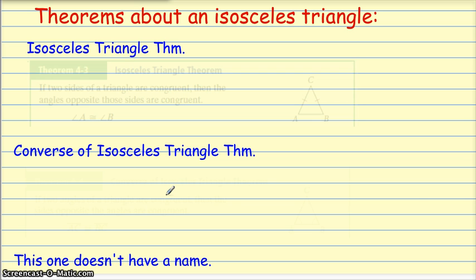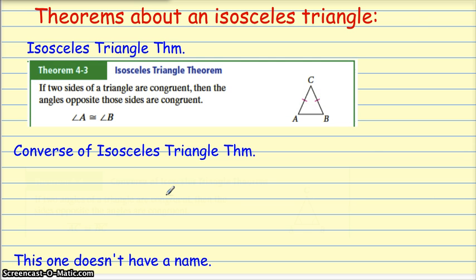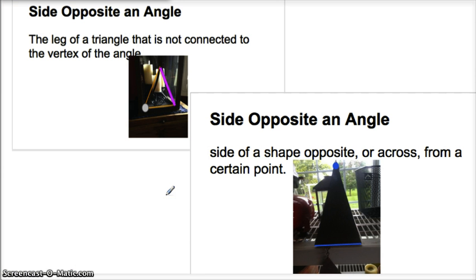Couple of theorems about isosceles triangles. First one says if two sides of a triangle are congruent, then the angles opposite those sides are also congruent. So what does it mean to be opposite? I have two pictures here from the photo scavenger hunt, and a side opposite an angle, one student said was the leg of a triangle that is not connected to the vertex.